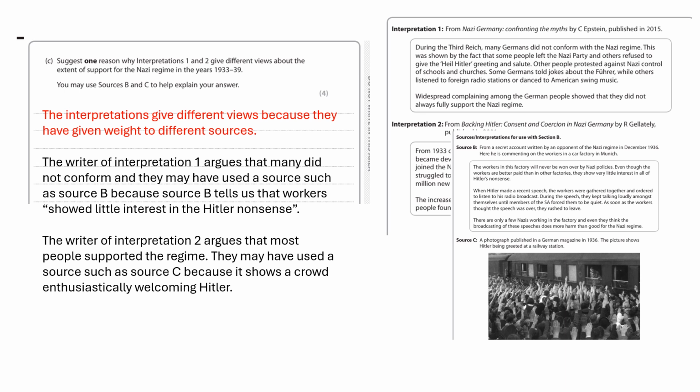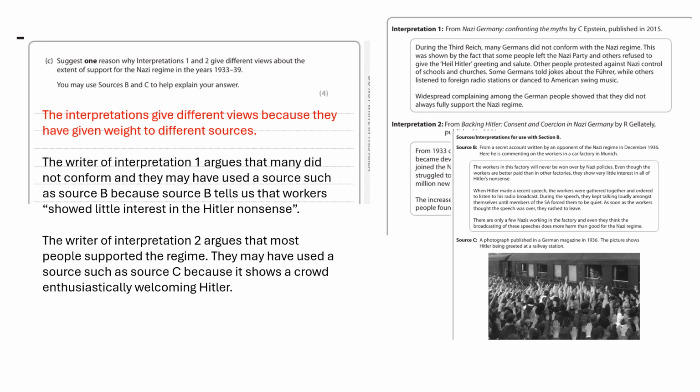So if we put that into action, have a look at the screen. The interpretations give different views because they have given weight to different sources. The writer of interpretation 1 argues that many did not conform and they may have used a source such as source B, because source B tells us that workers showed little interest in the Hitler nonsense. The writer of interpretation 2 argues that most people supported the regime. They may have used a source such as source C because it shows a crowd enthusiastically welcoming Hitler.